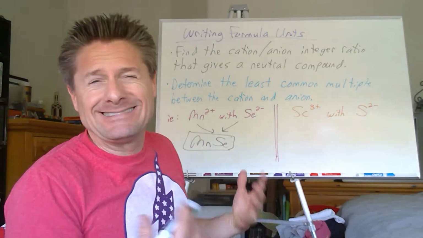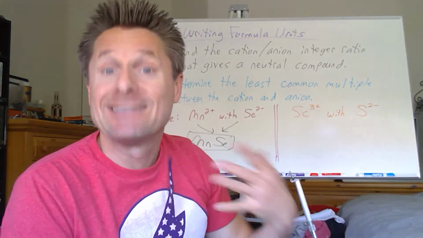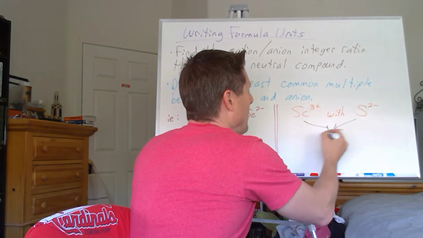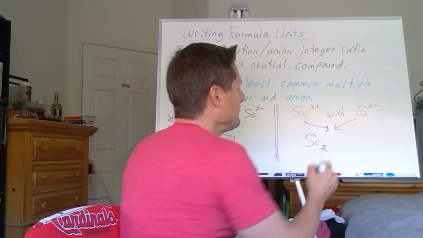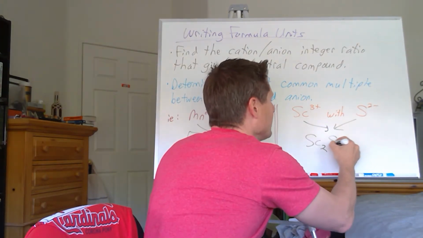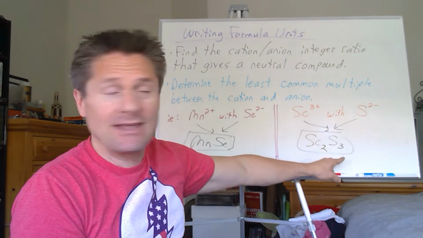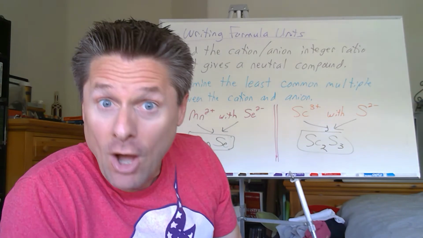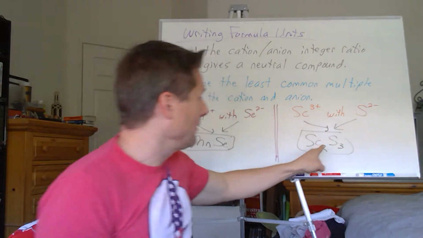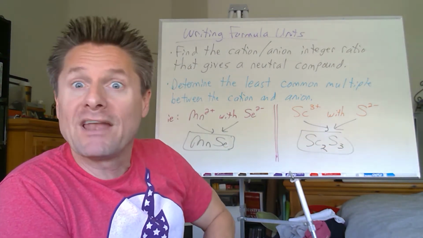That works for most things, right? But it's better to find the common multiple between 3 and 2, which is 6, right? So I need 2 scandiums to get to a +6. I need 3 sulfurs, or sulfides, to get to a -6. So 2 times 3 is +6, 3 times 2 is -6. +6 plus -6 is 0. But you can see how the crisscross works. That becomes this, that becomes that. That works great. That doesn't work for things that, what if you had a +4 and a -2?